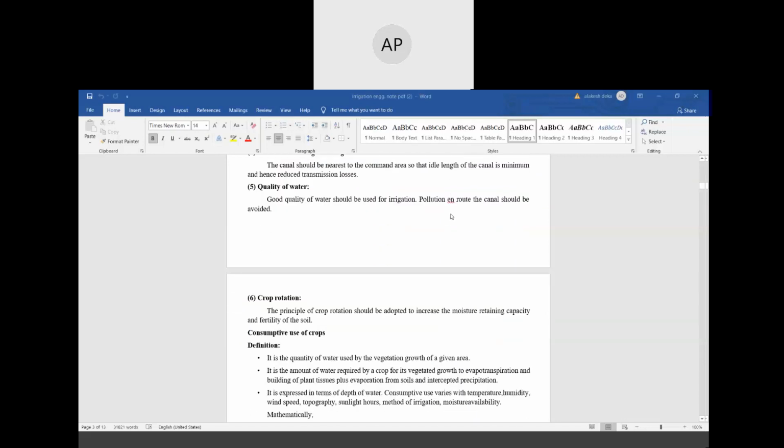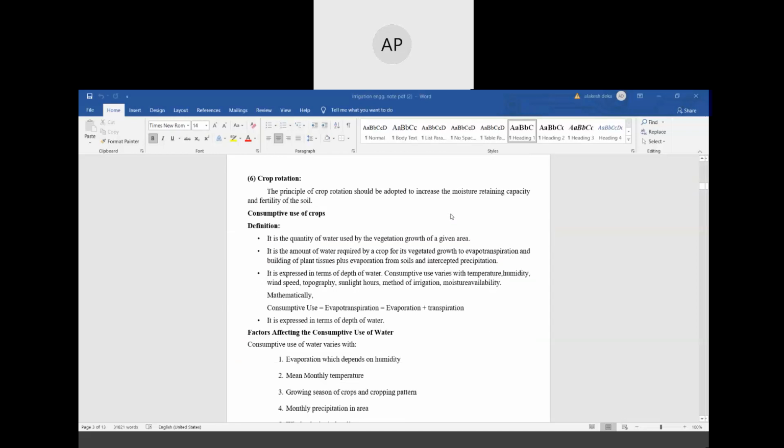Next is crop rotation. Another important point is crop rotation. In last class already we have discussed what is crop rotation, isn't it? Suppose in the same field we have to change the crop, different crops we have to grow in the same field for better productivity rates, for better nutrition, we have to do crop rotation. That means in the same field we should adopt different types of crops.